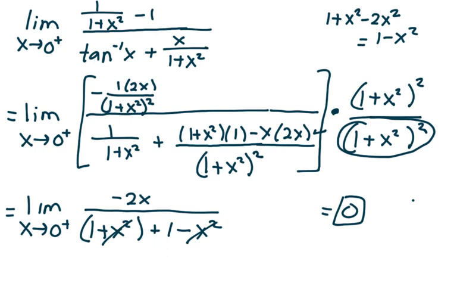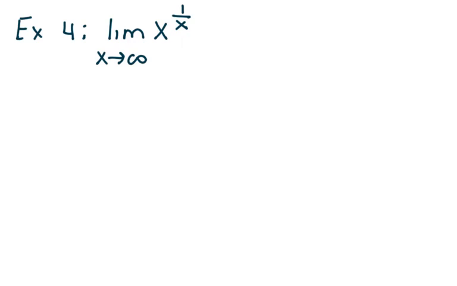So that one is pretty intense. And that was example 3. So let's take a look at example 4. I'm going to go over this one. We need to be exposed to this. Suppose I had the limit as x goes to infinity of x to the 1 over x. Now this limit has indeterminate form of type infinity to the 0. And we don't want that, okay?